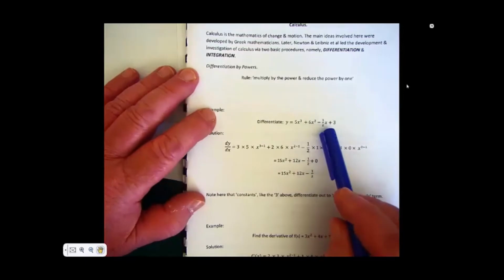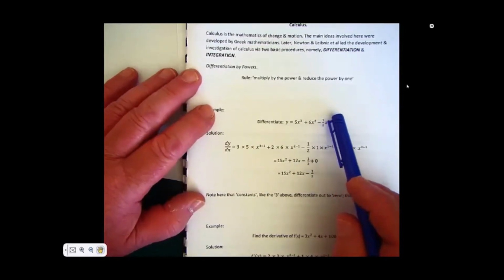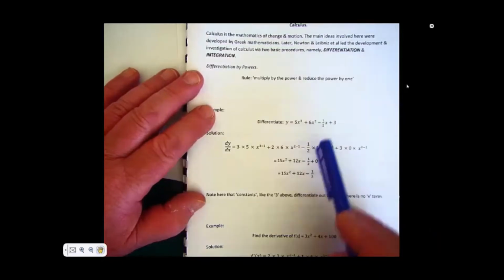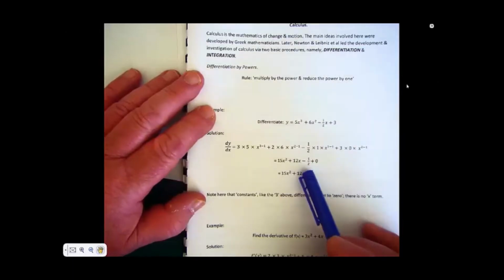Minus a half x, there's a power there of 1 which we don't write in, we assume we all know it, so it's assumed that it's there. 1 times minus a half is minus a half. 1 minus 1 is nothing, anything to the power nothing of course is 1. So minus a half x becomes minus a half.